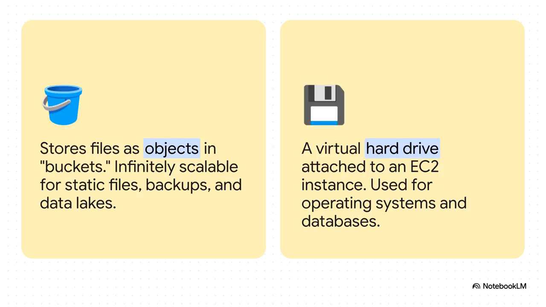And what about storage? For that, we have S3 and EBS. S3 is basically a bottomless bucket for your files. You can throw anything in there, images, videos, backups, you name it, and it just scales infinitely. EBS is different. It's a high-performance hard drive that you attach directly to your EC2 server. It's what you use for your operating system and any data that needs super fast access.